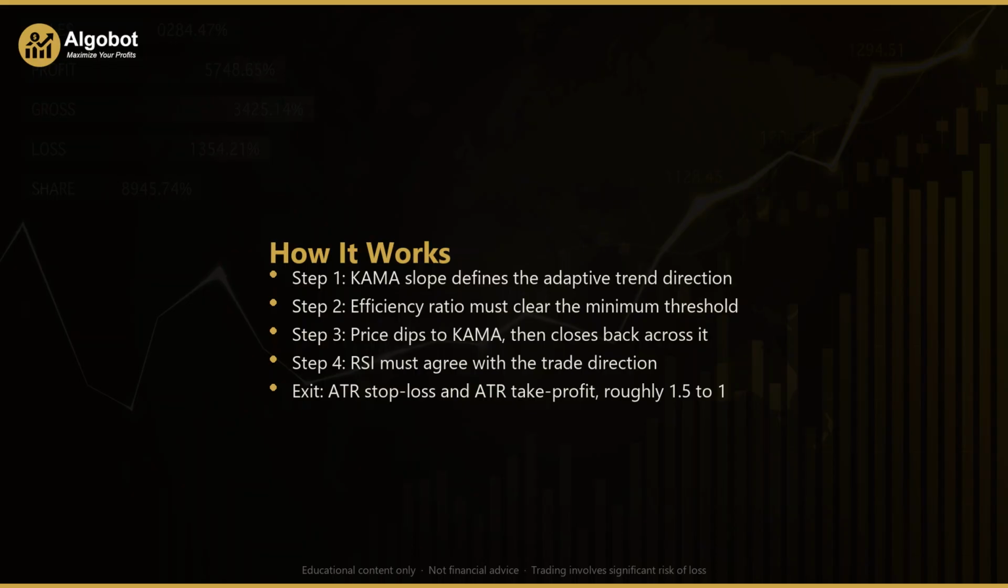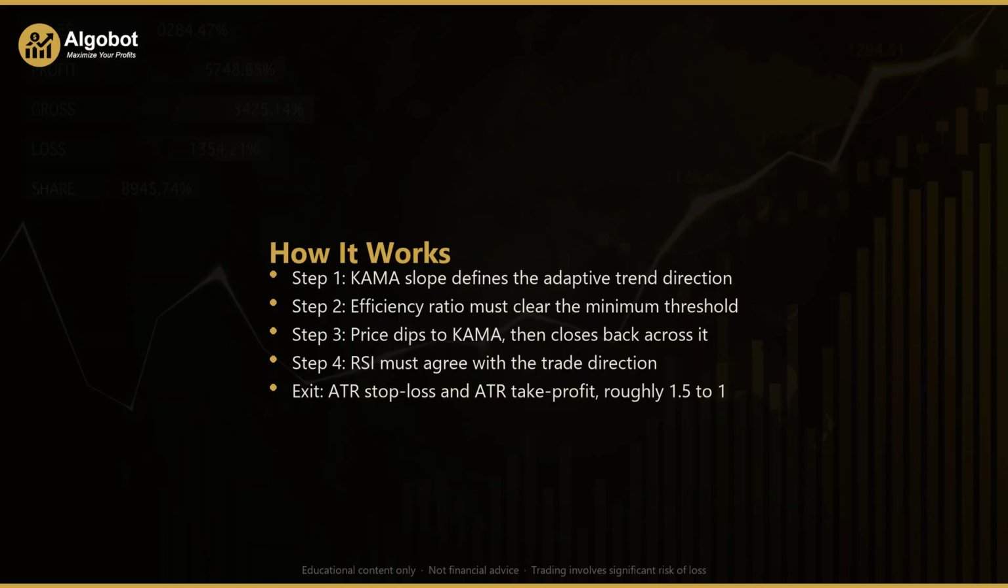Everything is evaluated on the bar that has just closed, so the strategy never acts on an unfinished candle. Step 1 is the trend filter. The strategy compares the current value of the adaptive moving average with its value a few bars earlier, controlled by the SlopeLookback parameter, which defaults to 3. If the line is higher than it was 3 bars ago, that's an adaptive uptrend. If it's lower, that's an adaptive downtrend.